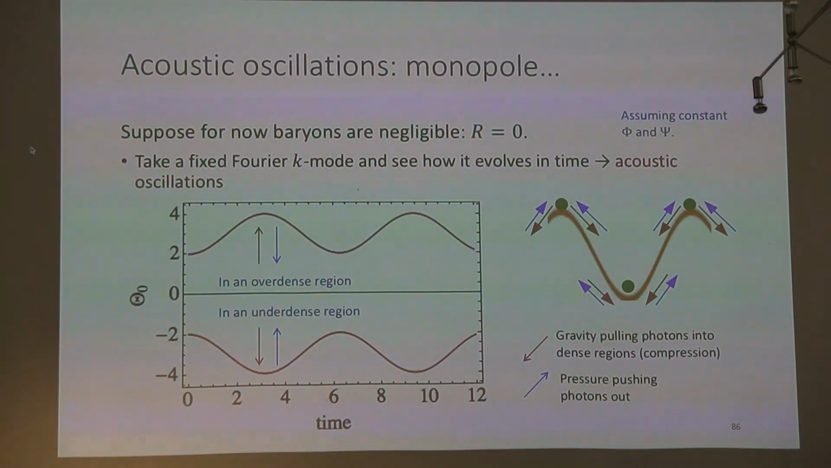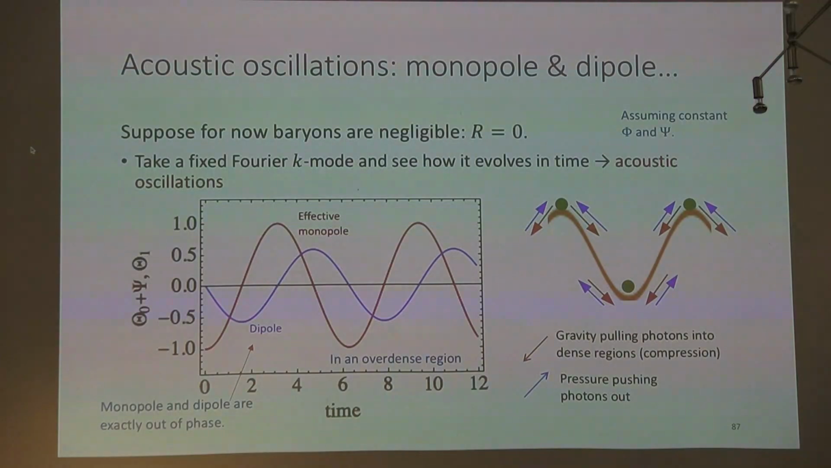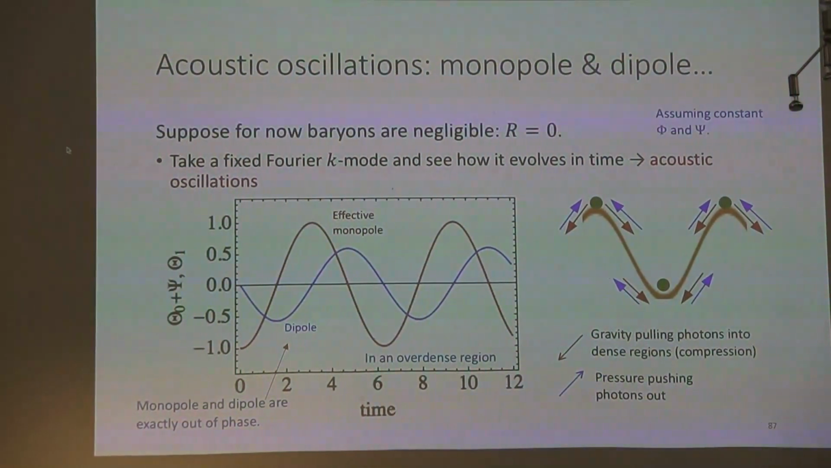That's just the theta naught by itself. You can also plot the effective monopole, which I have done here, theta naught plus the psi. That's the red line, okay, that's the effective monopole. So it's oscillating around 0. And I've also plotted the dipole alongside, which, as we've seen here, is exactly out of phase. Okay, so it's cosine for the monopole, sine for the dipole.